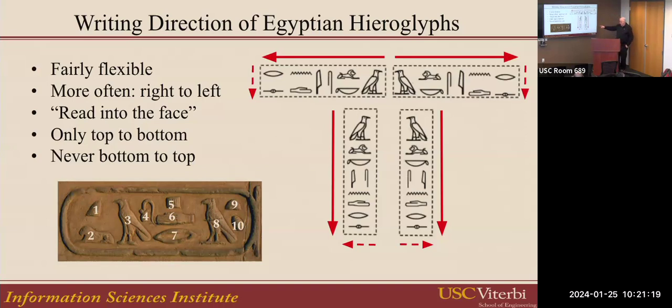This is a carving over here. It's a cartouche with 10 hieroglyphs, and the numbers indicate the order in which it's read. You see the vulture again here, so that helps you, and then the line with the direction. And unlike Chinese, where everything is nicely squared and put together, they're much more flexible and just arrange things to make it work, to make it pleasing.